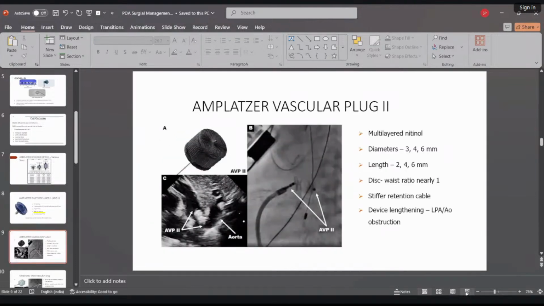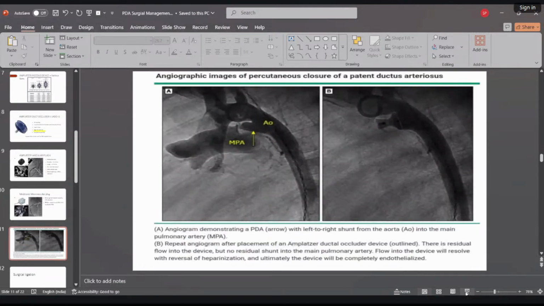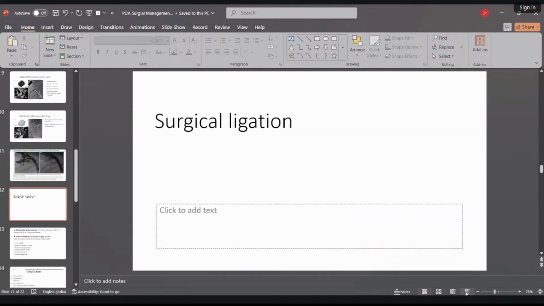This is the Amplatzer vascular plug 2. It is made of multi-layered nitinol. Diameters available are 3, 4, and 6 mm, and it is stiffer, and a stiffer retention cable is available in this. They are used for PDA ligation. Third is the Medtronic microvascular plug. This is a nitinol cage-like framework covered by a PTFE membrane. Before the device closure, the angiographic view is shown in picture A, and after the device, the angiographic image is shown in B.